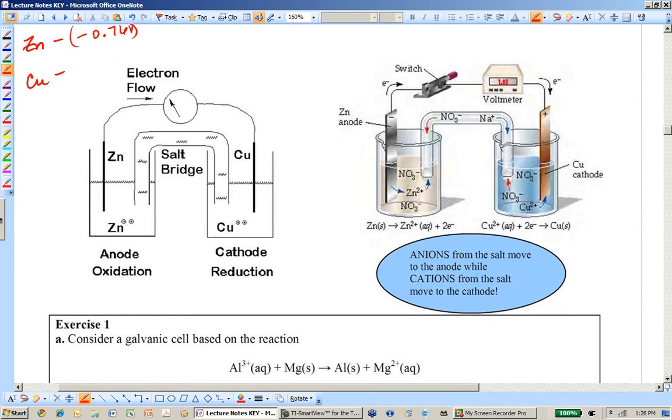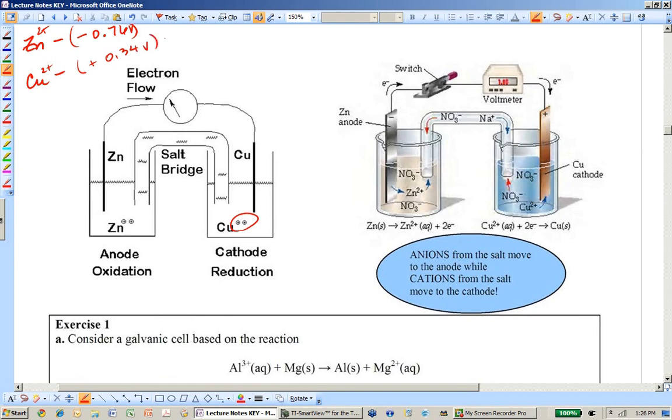And copper is a positive. I'm still looking for it, but I know it's a positive, and I'm thinking it's a 0.34. There it is. Copper 2. Yes, I see 2 charges right there. So copper 2 plus, zinc 2 plus, written as reductions going all the way to their metal, this one is a positive 0.34 volts.